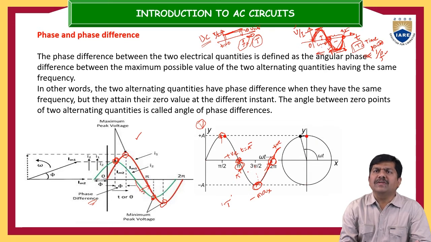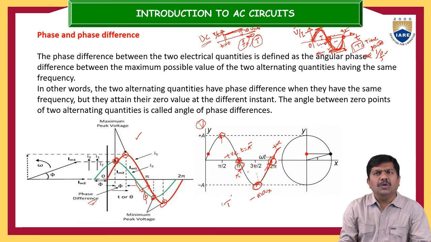Not only the positive peaks, sometimes you may also compare the zero crossing points. The difference between them is also called the phase difference, that is pi. So if you want to calculate the phase difference, you can compare two positive peaks or two zero crossing points. For the peak values, you consider the positive peaks of the two waveforms, and the angular difference between two positive peaks is the phase difference.